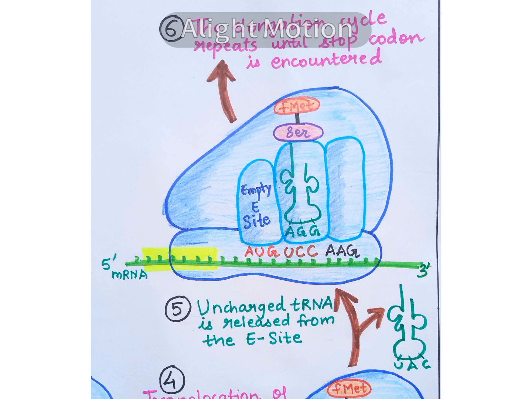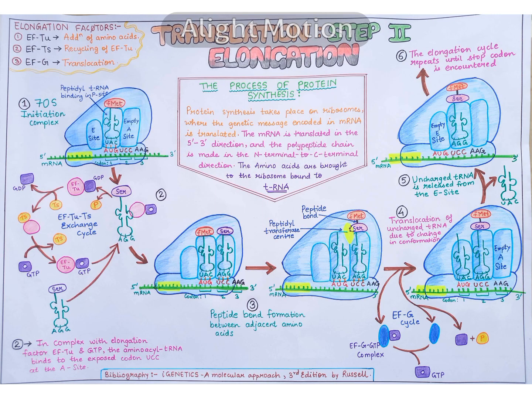Once the stop codon is encountered, the elongation stops and the termination begins. This was all about translation step 2 elongation.